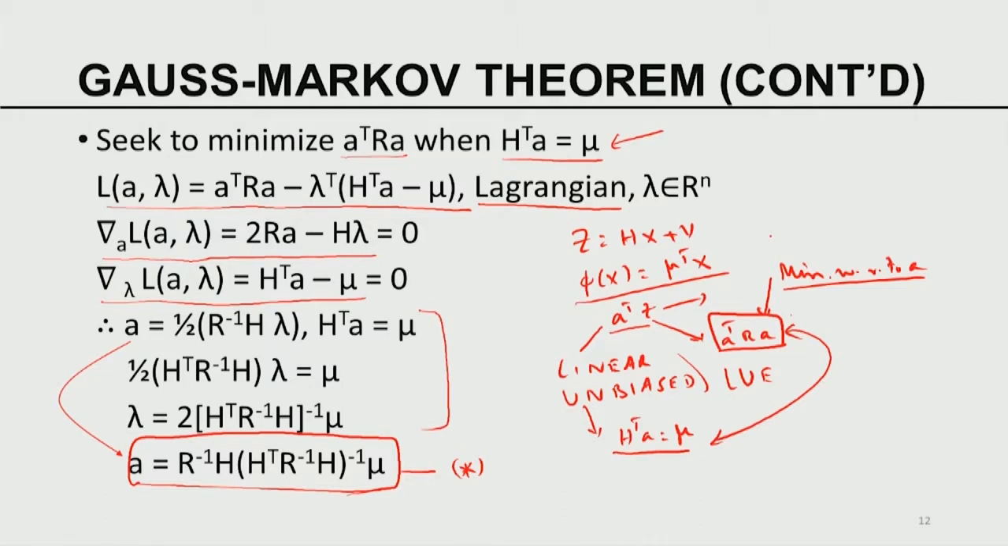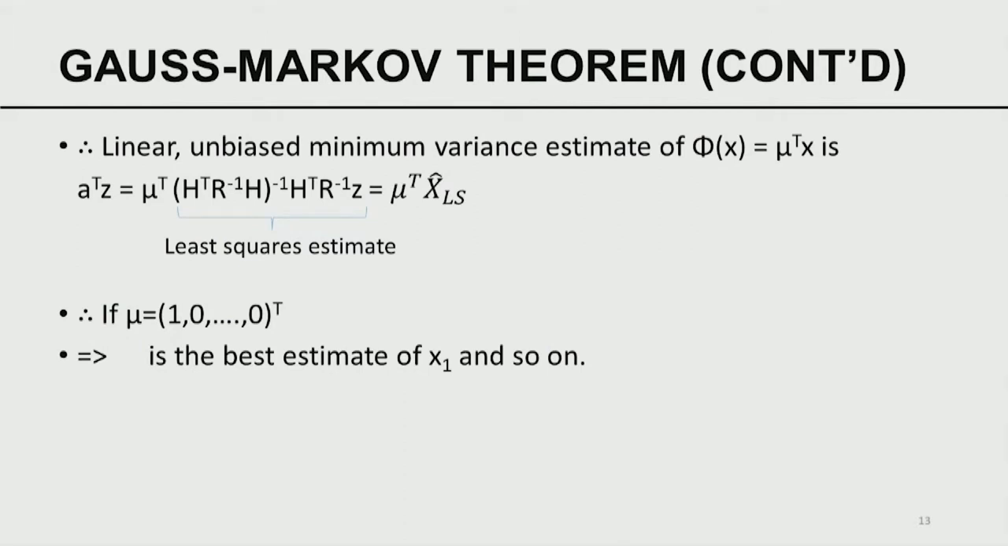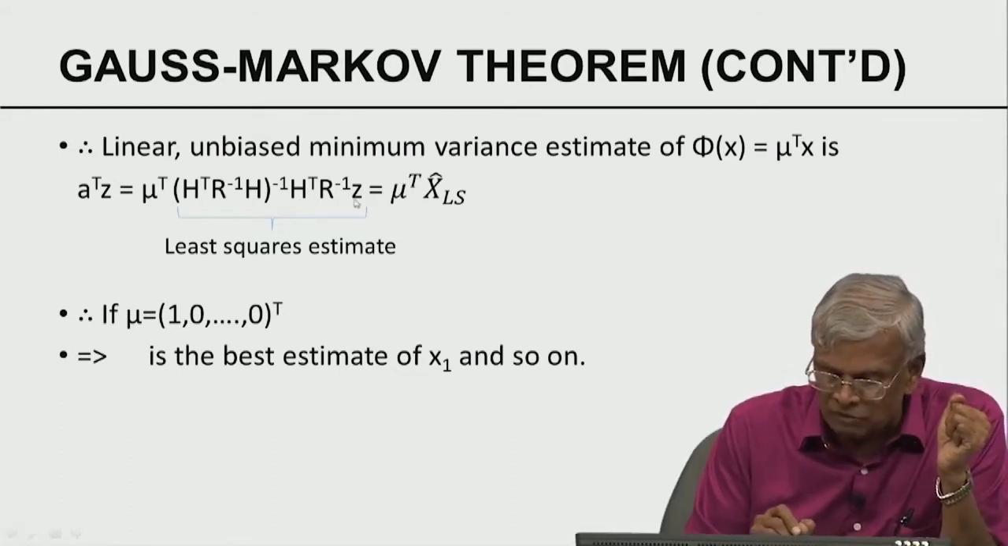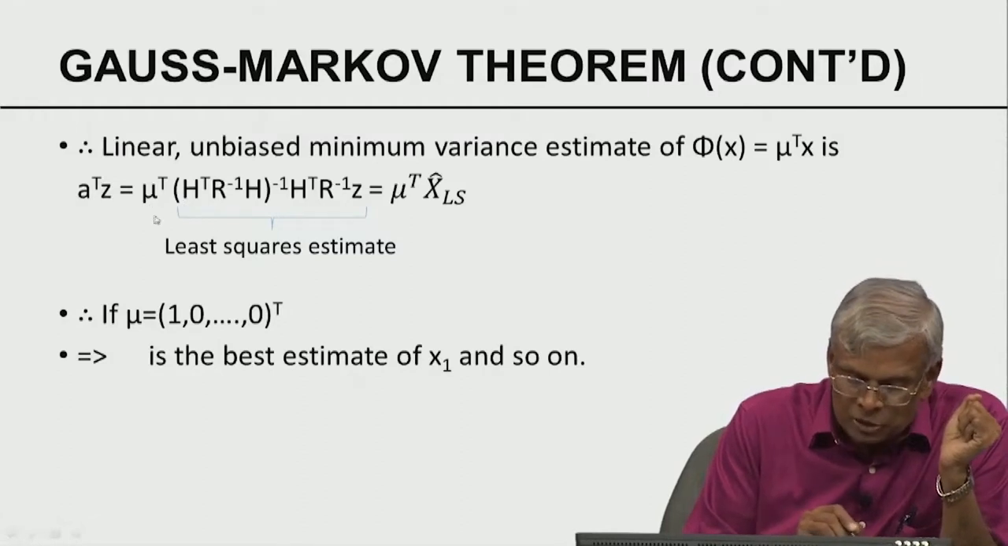So we have solved the problem. If I pick my A to be this and use that A in my A transpose Z, the resulting estimator is not only linear, it is unbiased, it is also minimum variance. So the linear unbiased minimum variance estimate of the functional mu transpose X is given by this expression. You can readily see this is the least square estimate: H transpose R inverse H inverse H transpose R inverse Z. So it is mu transpose times the least square estimate.